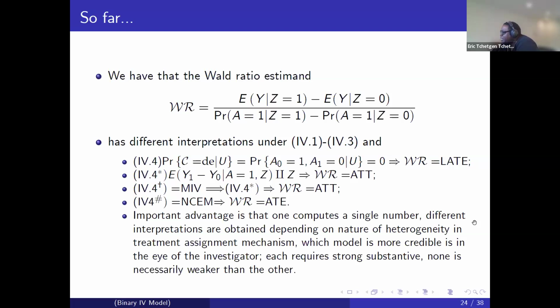There are other instances. Monotonicity has been shown by Vytlacil to be equivalent to a certain latent index model. Under various forms of latent index model, you can find common ground for generating a treatment or compliance type that is compatible with both IV4 and IV4 star. Maybe I'll stop there. There are other instances where you might be able to generate concurrence between the two assumptions.